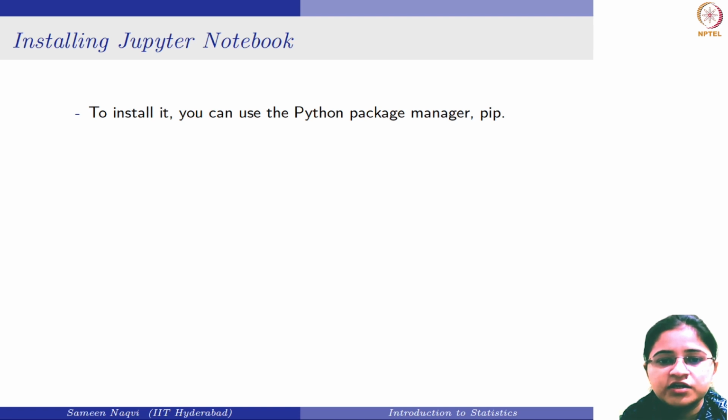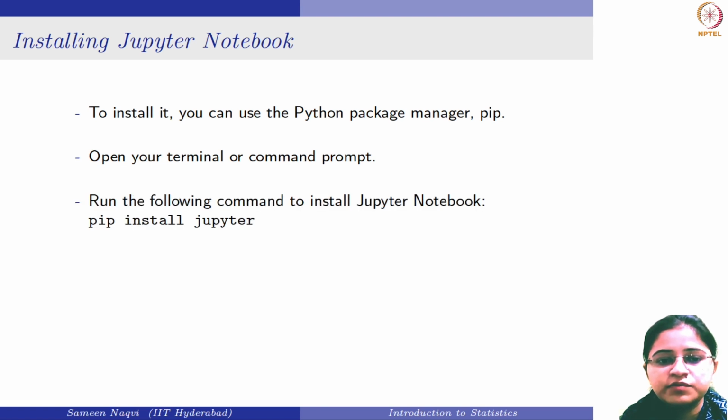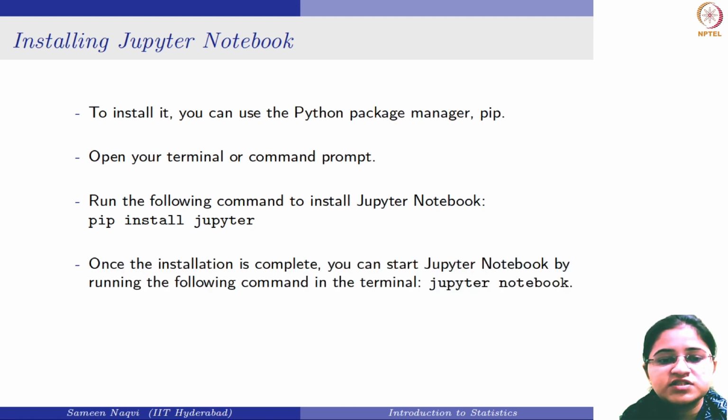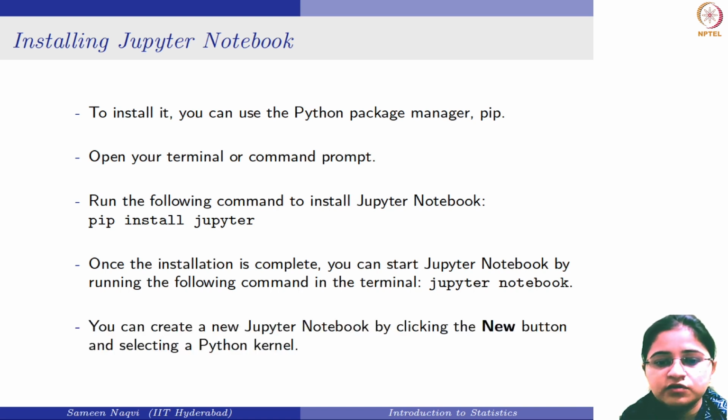In order to do that, you can use the Python package manager pip. You go to the start option on your laptop or desktop, and in the command prompt you type pip install jupyter. Immediately the installation will start, and once it is done you can write jupyter notebook and it will open this. You can also create a new Jupyter notebook by clicking the New button and selecting a Python kernel.